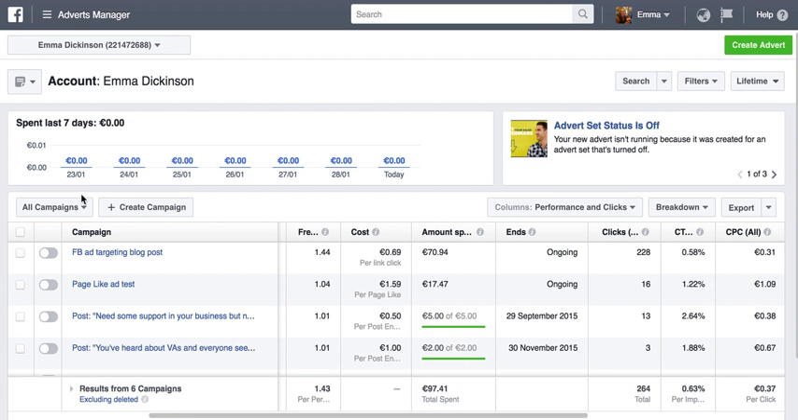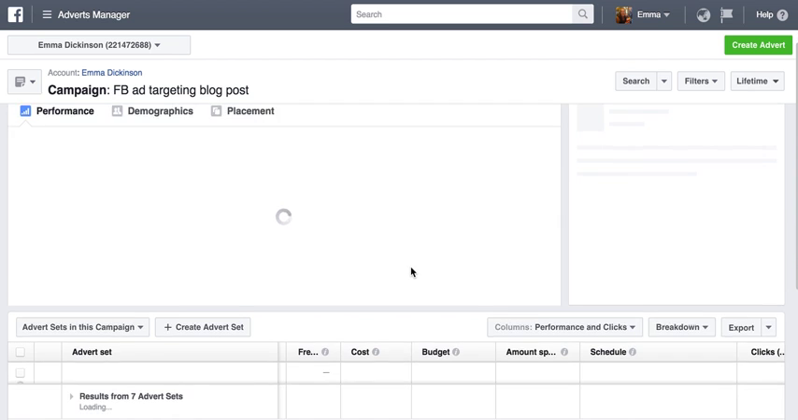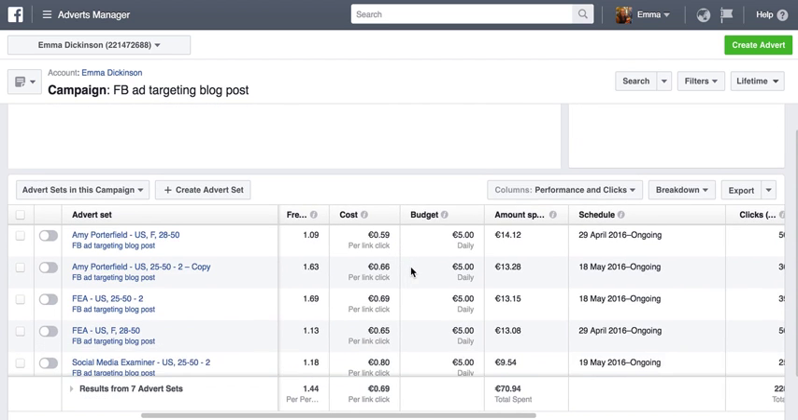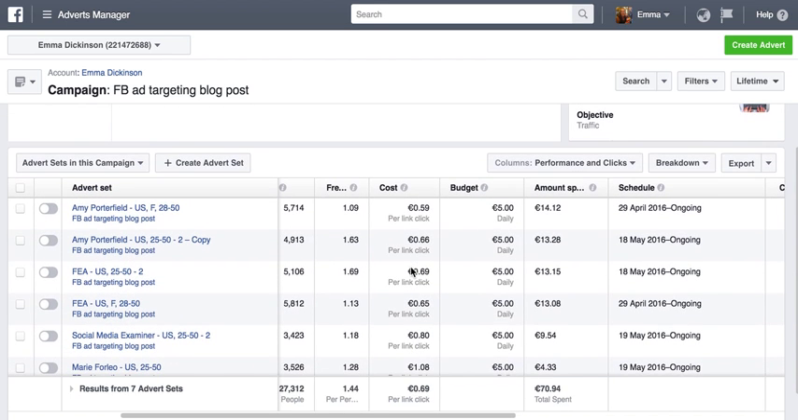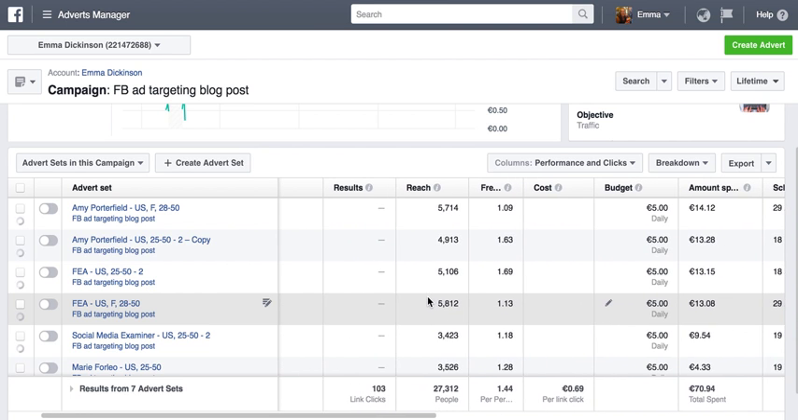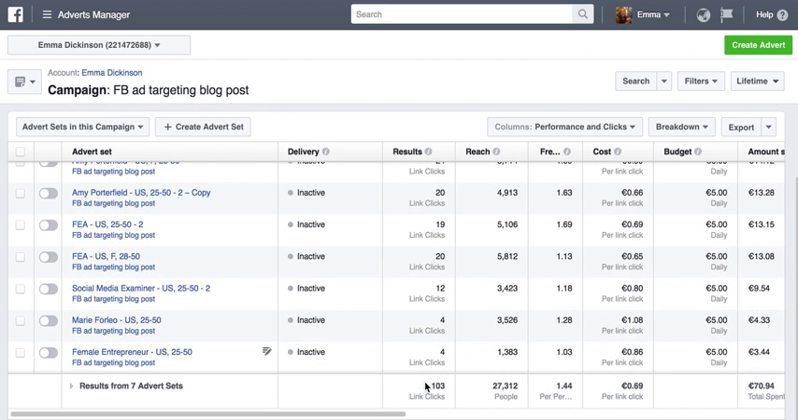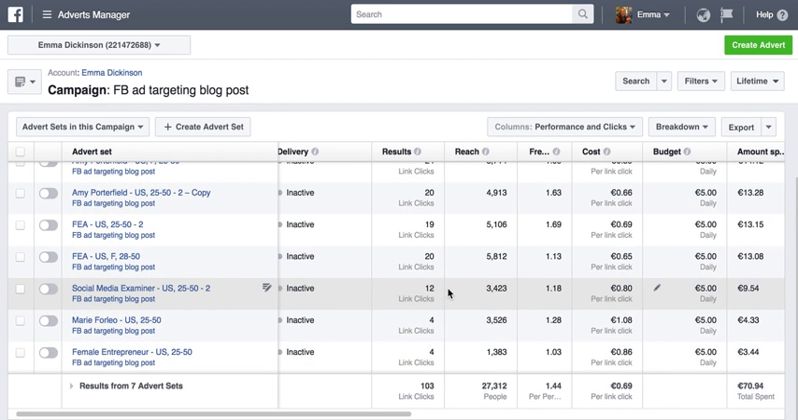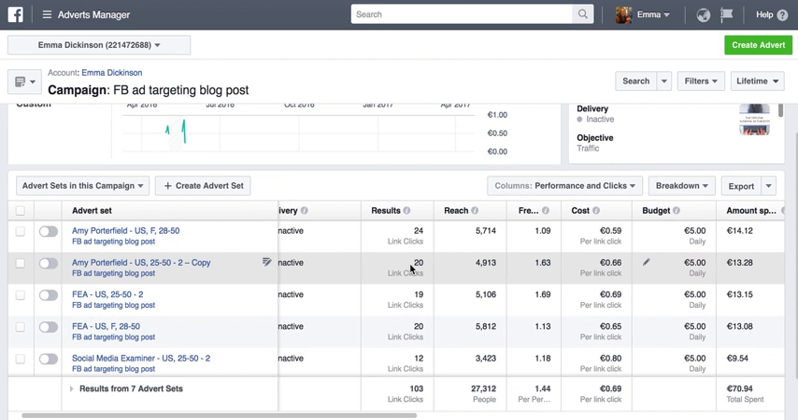So what I'm going to do, at the moment we're only looking at the campaign, but I'm going to click here on the name of the campaign, and we're going to go down a little bit deeper into the advert sets. As you can see, I've got a whole lot of different advert sets that are running, and I can now compare how each of them went. So as you can see, I got 103 clicks overall. Some of them I only got 4 clicks, and then others I got 24 clicks on them.